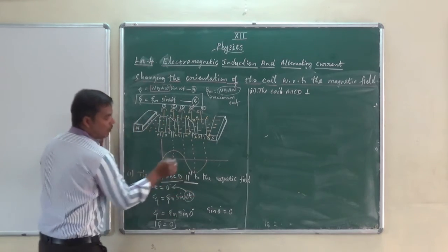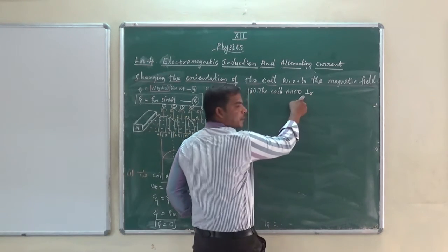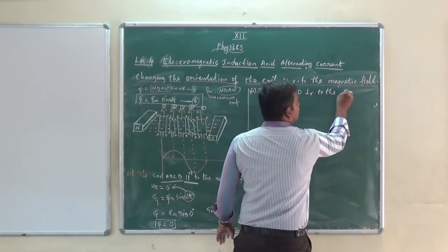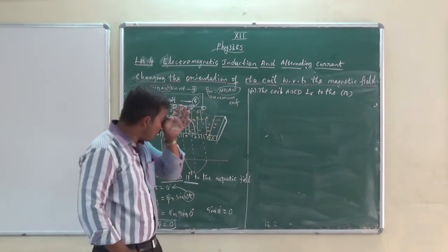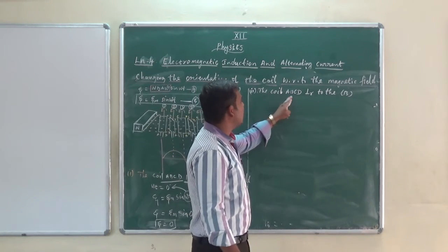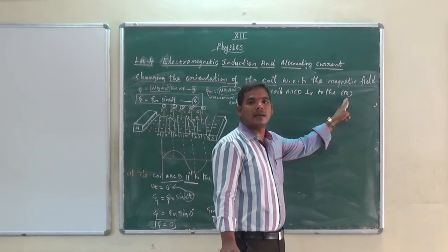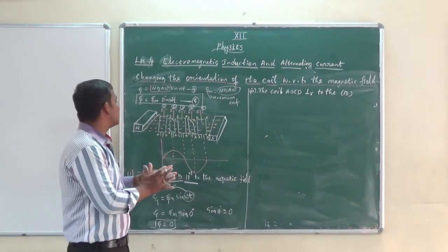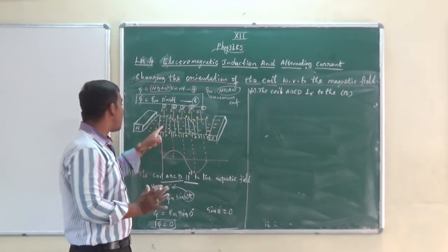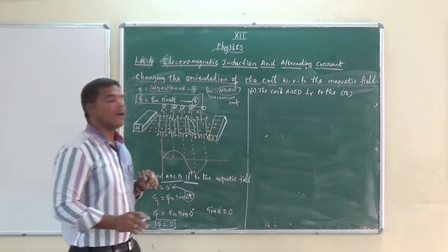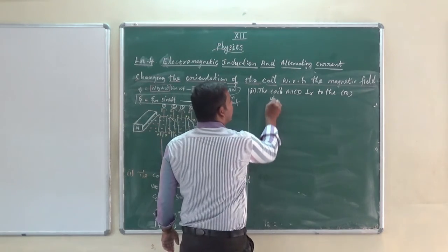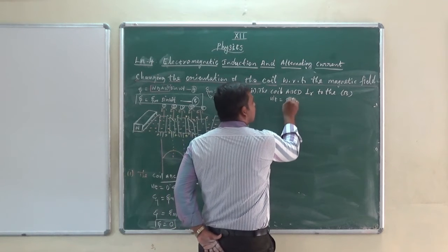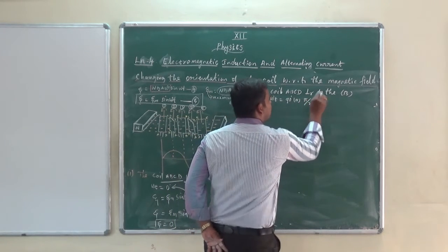Now I will show the perpendicular symbol: the coil ABCD is perpendicular to the magnetic field B. Perpendicular means 90 degree. That means the coil is at 90 degree with respect to the magnetic field. Now substitute omega t after some time, when the angle is deflected 90 degree, which is pi by 2.